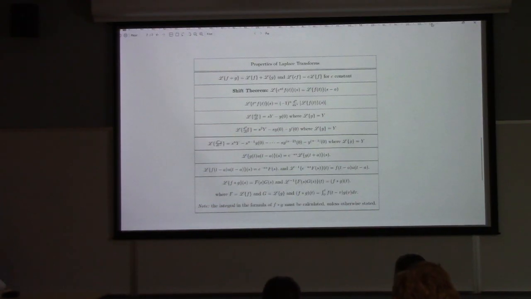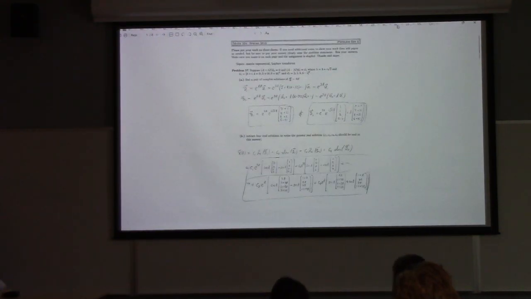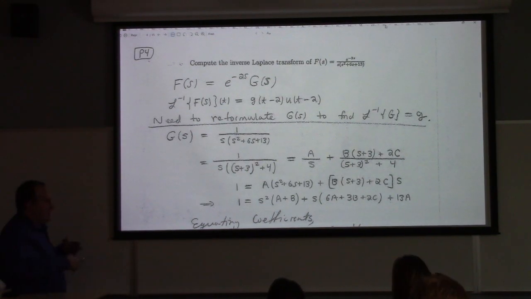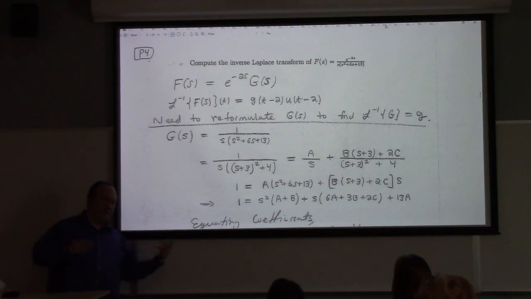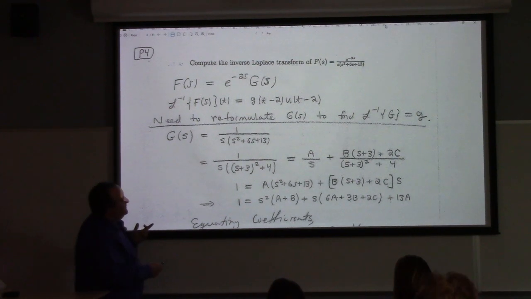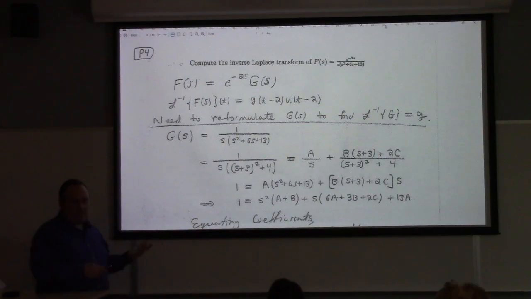The larger point is that whenever we have an e to the minus as, it's going to give us, back in the time domain, a unit step function shifted to t minus a. All right, so anyway, the trouble here, of course, is that the g of s is this, and it's not altogether clear how you take the inverse transform of that, which means we have to do partial fractions.